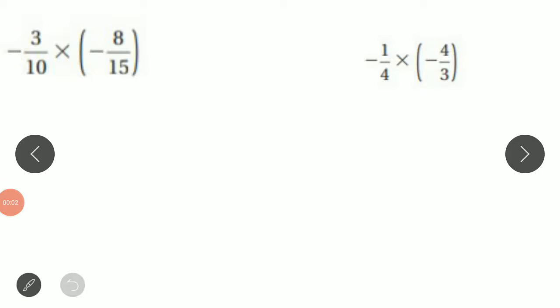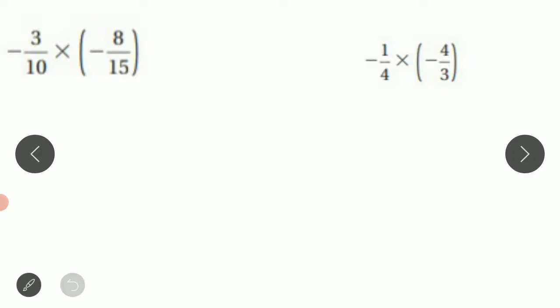Hello students, in this video let's learn multiplication of rational numbers and division of rational numbers. Now we are going to multiply these two rational numbers: minus 3 by 10 multiplied by minus 8 by 15.